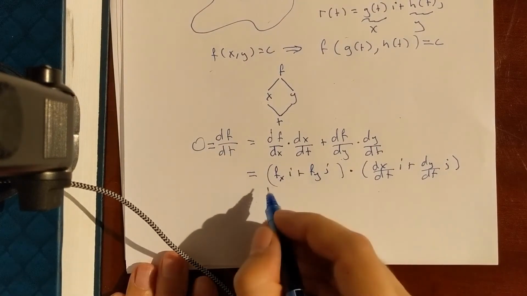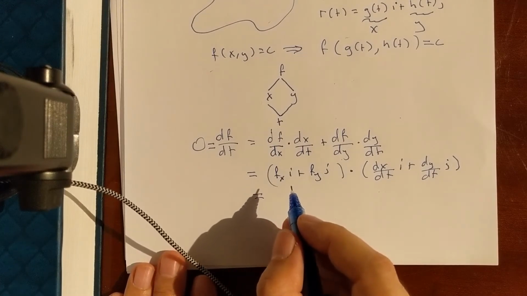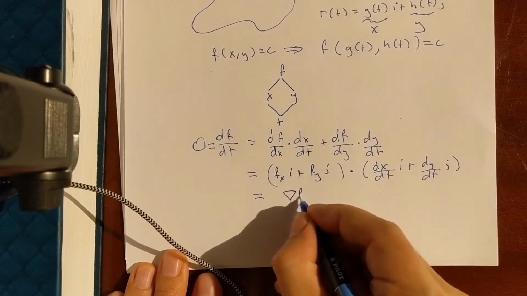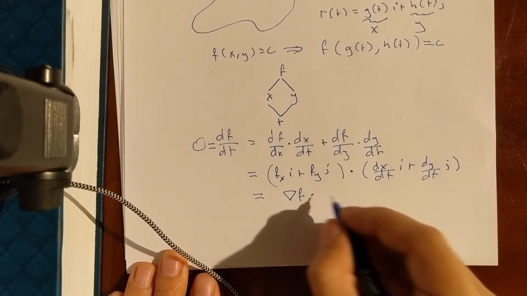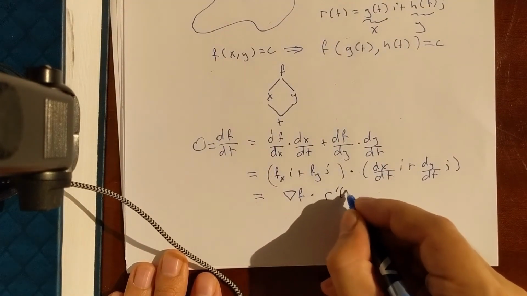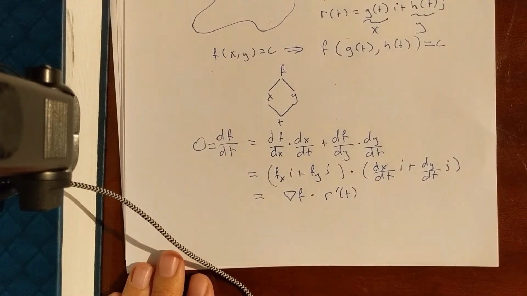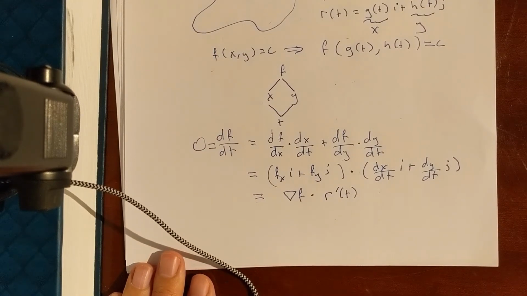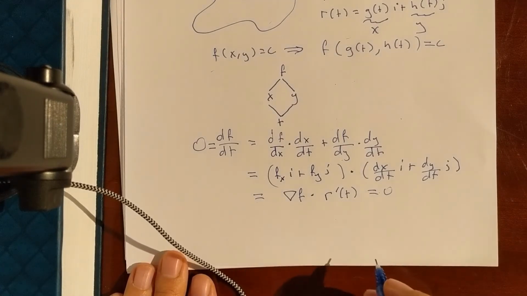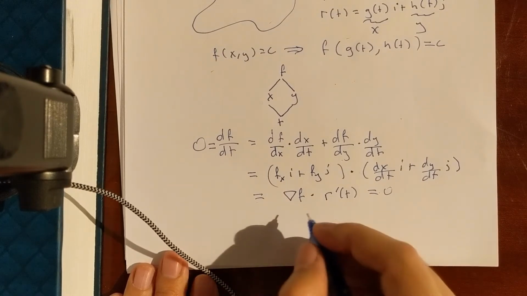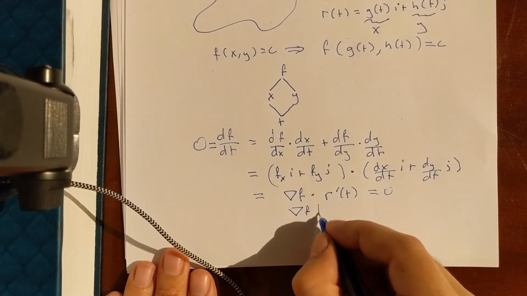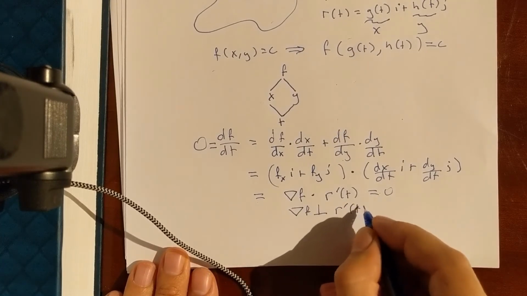So what does this say? It says this is the gradient vector, and this is the derivative of r, the parameterization, which is just r prime of t. So the gradient vector dot r prime of t is equal to 0. What does that mean? When will the dot product of two non-zero vectors be 0? If they are perpendicular to each other.